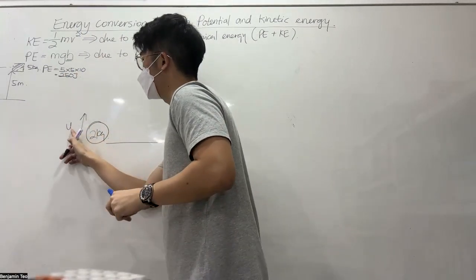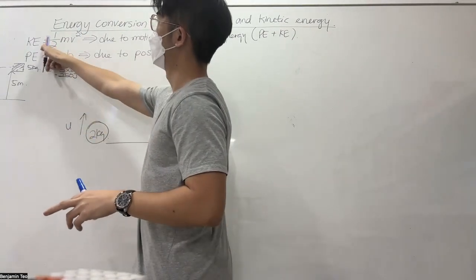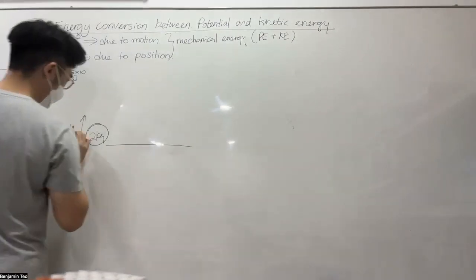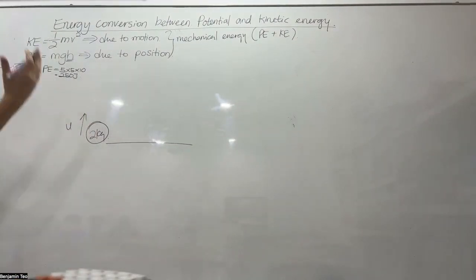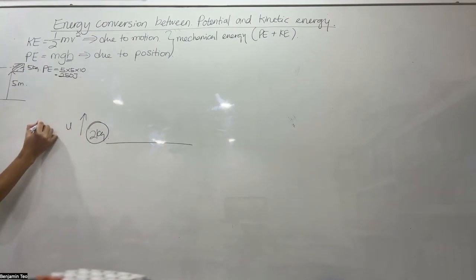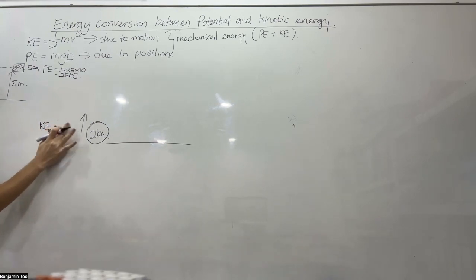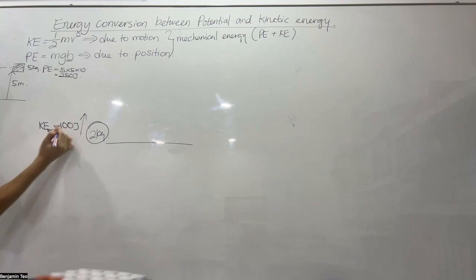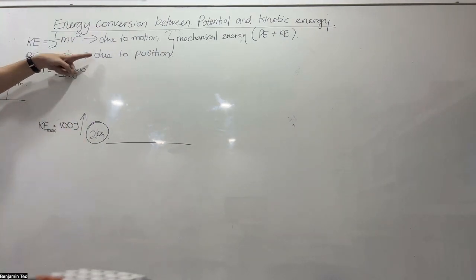如果这里是 maximum speed, then 这里的 kinetic energy 是 maximum. 这个是最大的。So at the start, the moment you throw it, the kinetic energy is maximum. Let's say 100 joule. And then the ball rises up, the speed slows down, slows down, slows down.